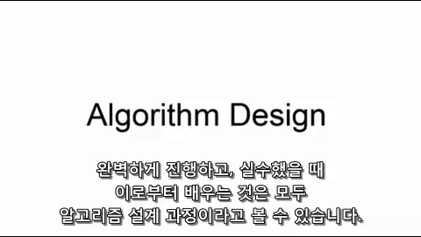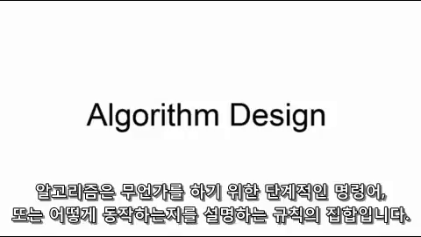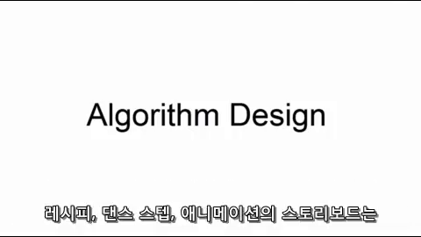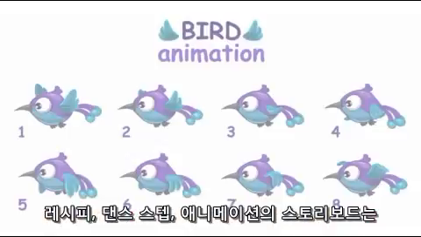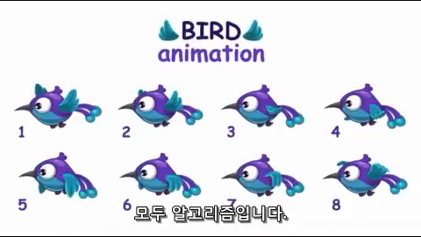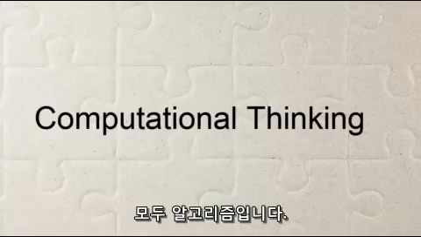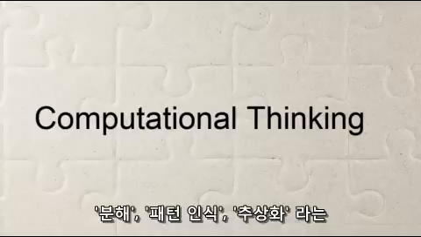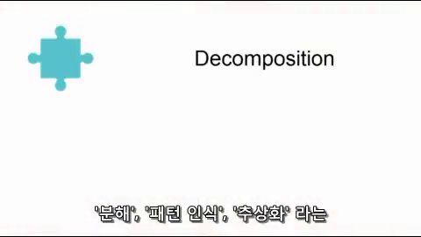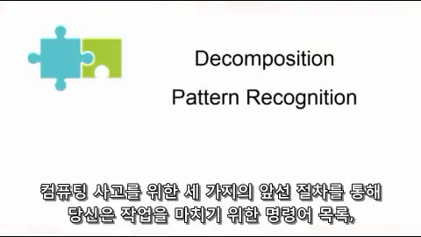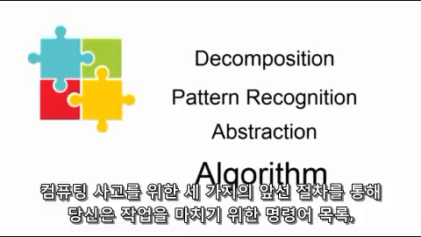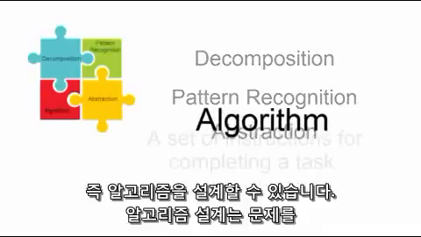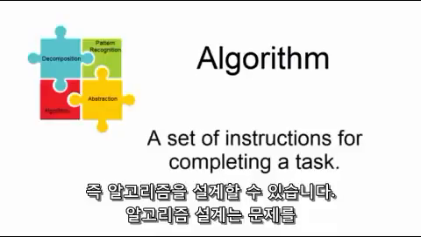algorithm design. Algorithms are step-by-step instructions to get something done or the set of rules describing how something works. A recipe or a set of dance steps or the storyboard for an animation are all algorithms. Throughout the three previous steps in the computational thinking process, decomposition, pattern recognition, and abstraction, you have been working toward the design of an algorithm, or a set of instructions for completing a task.